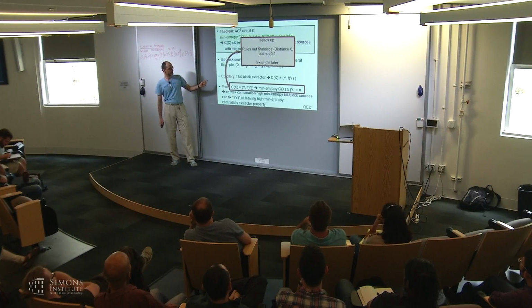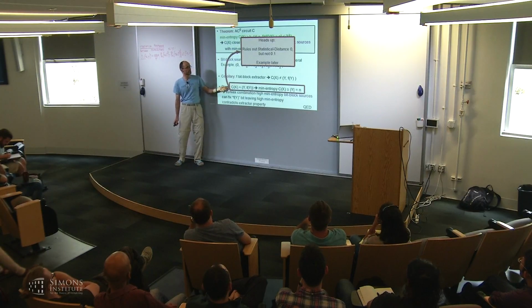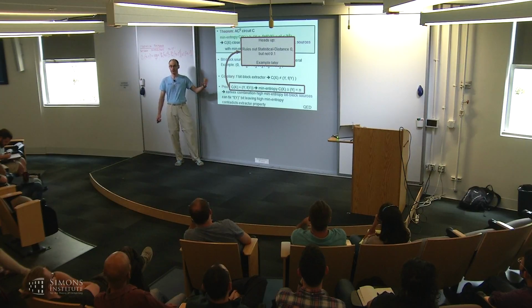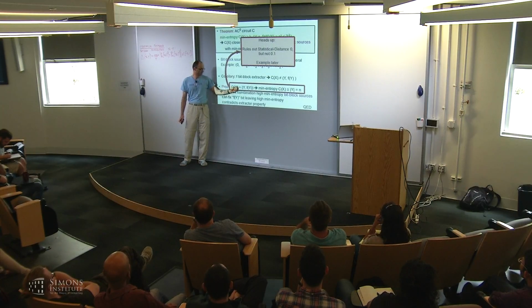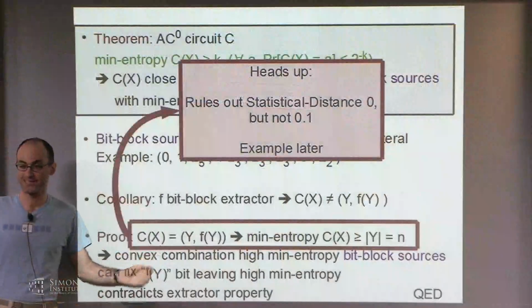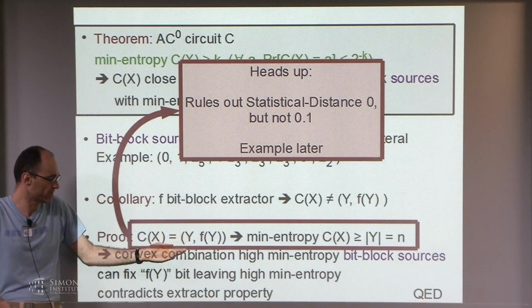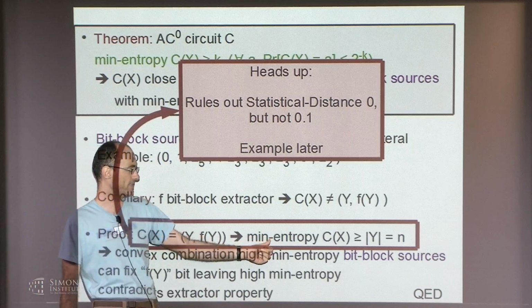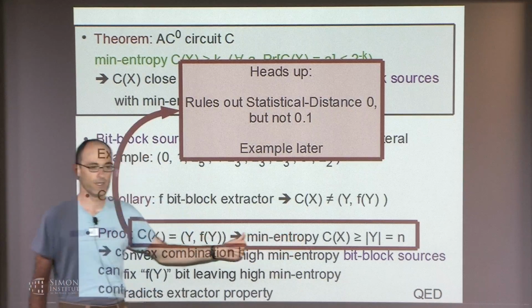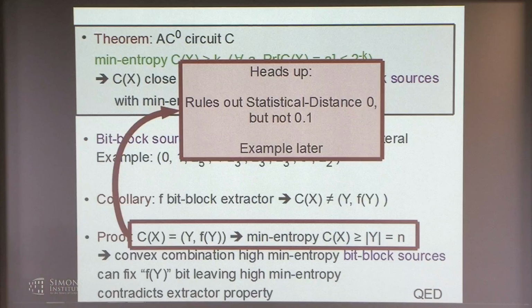Just a heads up that this thing actually only gives statistical distance more than 0, but not even 0.1. Because in this step, if C(x) was only close in statistical distance to this thing here, it's not clear. In fact, it's false in general that the min-entropy is large. Okay, and we're going to have to fix this thing later.